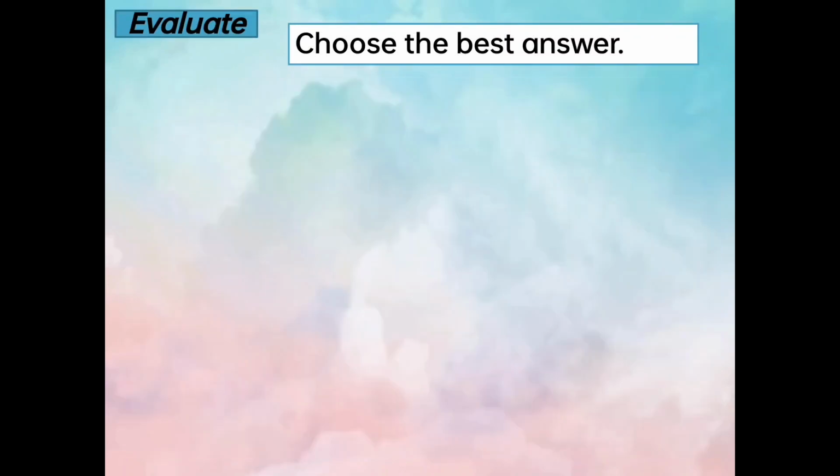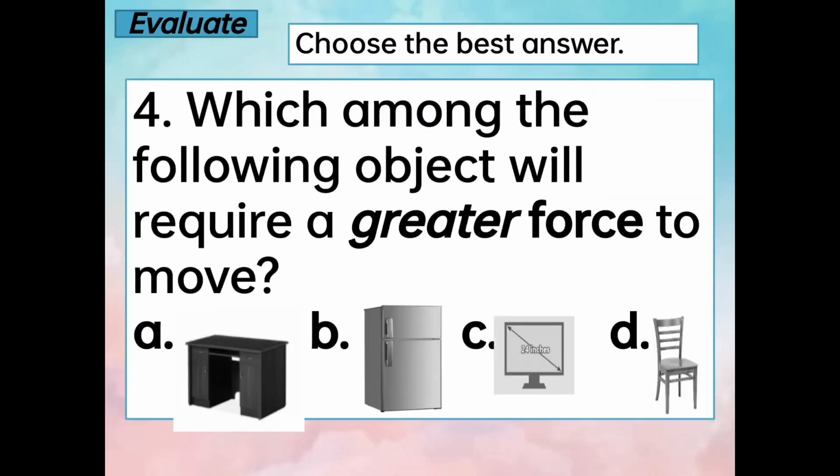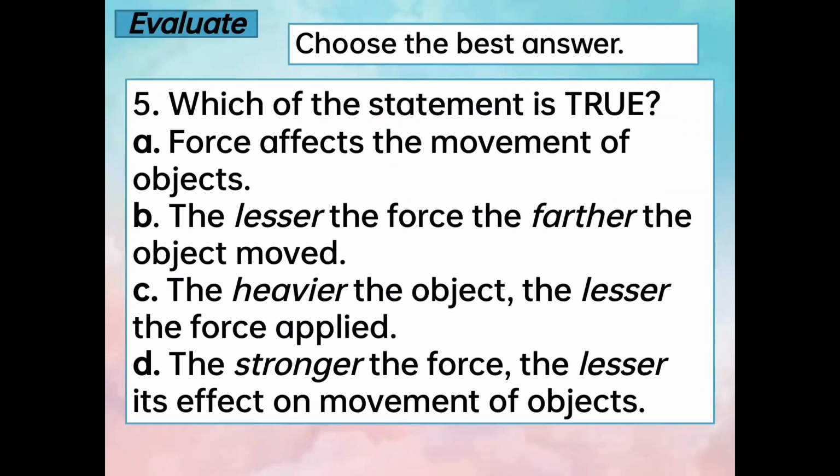D. Volleyball. Which among the following objects will require a greater force to move? A. Wooden table, B. Big refrigerator, C. Small monitor, or D. Wooden chair. Which of the statements is true? A. Force affects the movement of objects. B. The lesser the force, the further the object moved. C. The heavier the object, the lesser the force applied. Or D. The stronger the force, the lesser its effect on movement of objects.